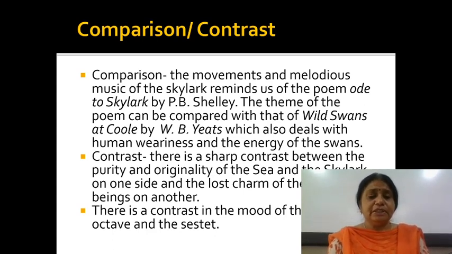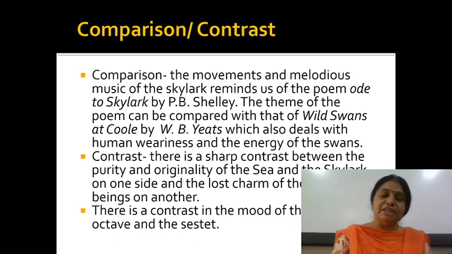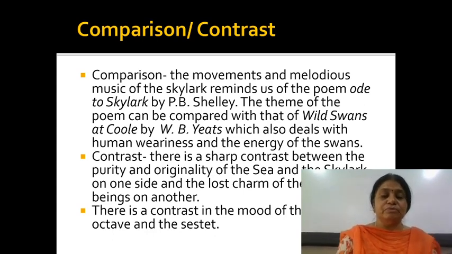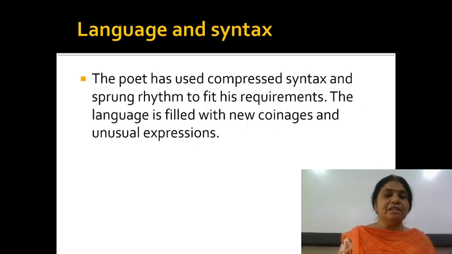Contrast. There is a sharp contrast between the purity and originality of the sea and the skylark on the one side and the lost charm of the human beings on the other. And there is a contrast in the mood of the poet in octave and sestet. As I told you, there is a volta, a sudden change in the mood of the poet after the octave and with the beginning of the sestet. So these were the points of comparison and contrast.